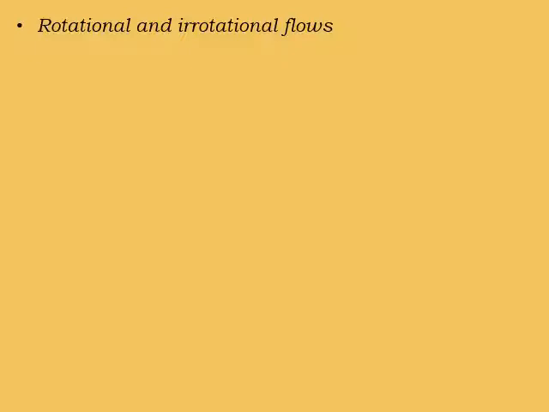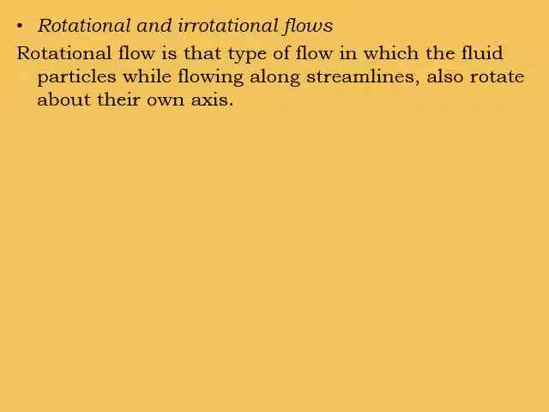Next one, rotational and irrotational flows. Rotational flow is that type of flow in which fluid particles, while flowing through streamlines, also rotate about their own axis. For example, the fluid is flowing through this pipe. Take one fluid particle here. Initially the fluid particle is here. After a certain time it occupies a path here, and then here. So it is moving along a streamline.